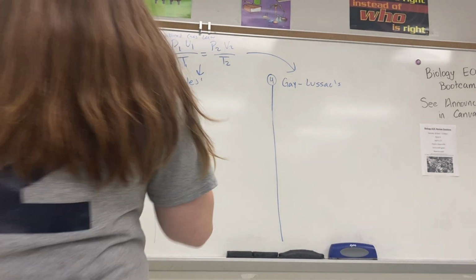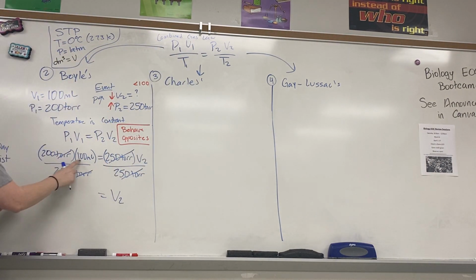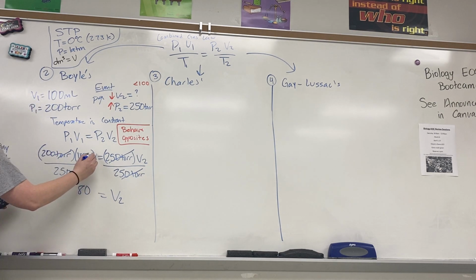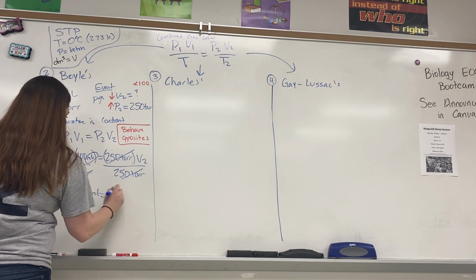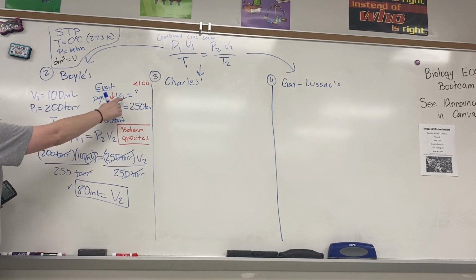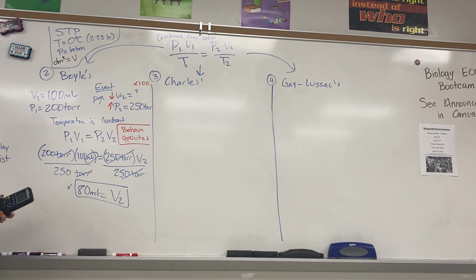Okay. So then I'm going to do 200 times 100 divided by 250. So 200 times 100 divided by 250 is 80. And then the units that I'm left with are milliliters. So my answer is 80 milliliters. My 80 milliliters is less than my 100 milliliters, so I know that I'm good.